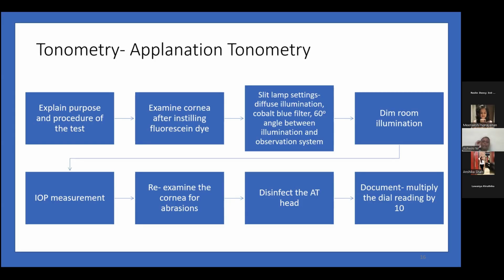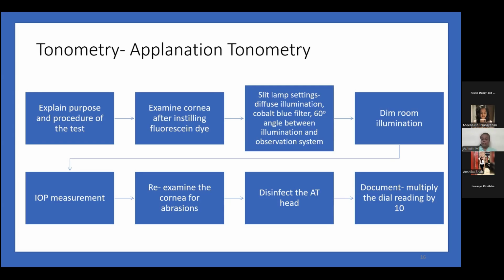Once you complete your IOP measurement, the procedure was explained by Ms. Reslin. Once that is done, please ensure that you re-examine the cornea again for any aberration. Sometimes we might move the AT head forward a little more than required, and there is a possibility that the cornea gets aberrated. So please re-examine the cornea for any such aberrations.